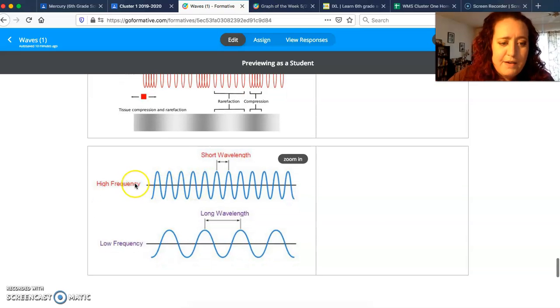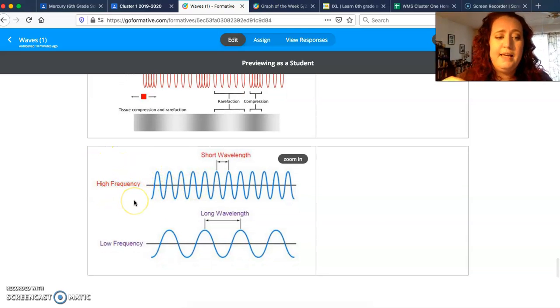And then finally, we have the word frequency. Again, this is a word you've heard before. I know you have. So with frequency, when it comes to waves, it's how often does the wave arrive. So we have a high frequency, there's a lot of waves in the same period of time, versus a low frequency, and there's less waves in the same period of time. So how often is that wave occurring?